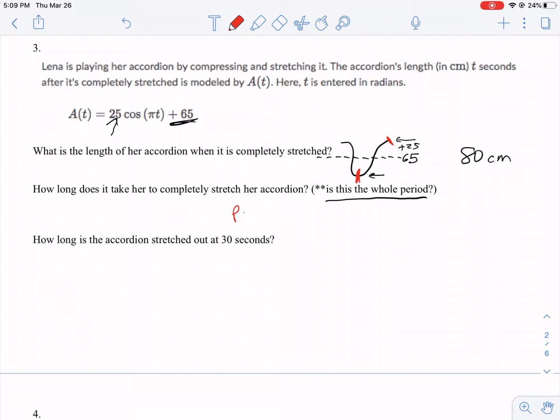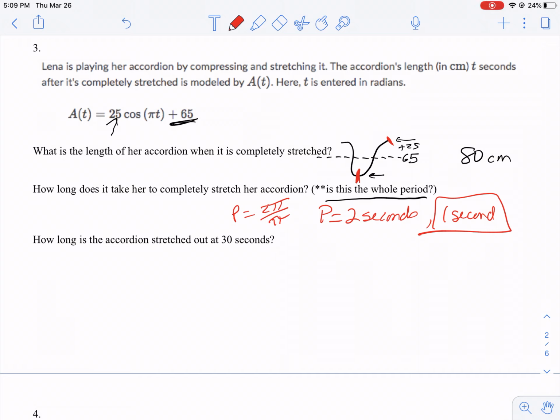Well, period is equal to 2 pi divided by the frequency, which is pi. So the period is 2 seconds. Which means, how long does it take her to just completely stretch it? 1 second, because we got to cut it in half. It's only half a period.